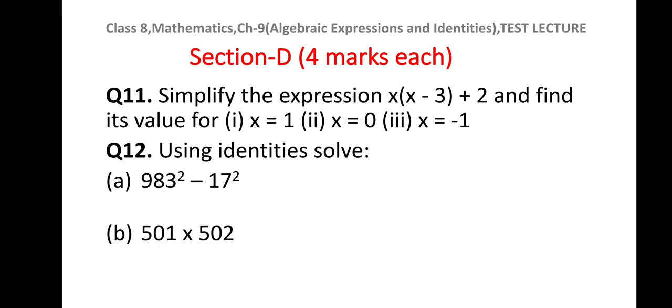Question number 11 has 3 parts. Firstly, you are supposed to solve the given expression and then find the value of the given expression for these 3 different values. First of all, you are supposed to solve it and then find the value for these 3 different values of x after putting into the expression. And likewise, question number 12 has 2 parts, 2 marks each. And in this question number 12, A and B, both the parts, you are supposed to use the identities.